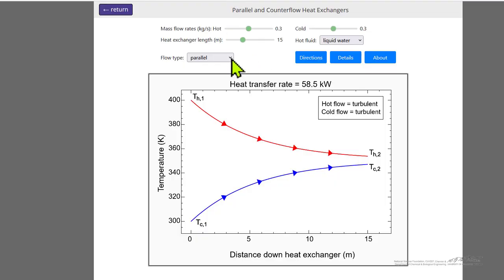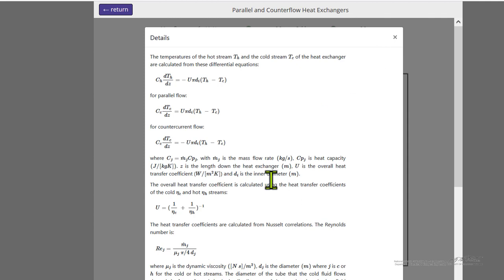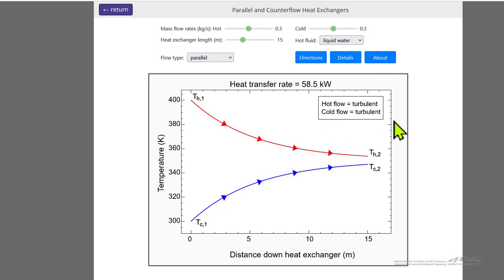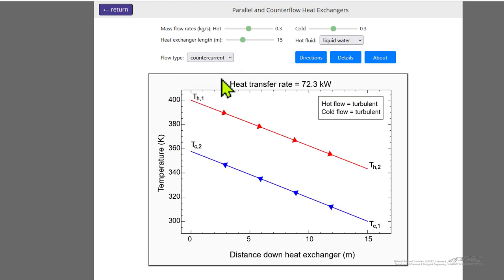So here we're looking at the simulation. Let me point out that the details have the equations that are used to generate the temperature profiles. We're also calculating the heat transfer rate, which is indicated here. And we can switch over to countercurrent flow. And for example, we can change the mass flow rate of the hot fluid.